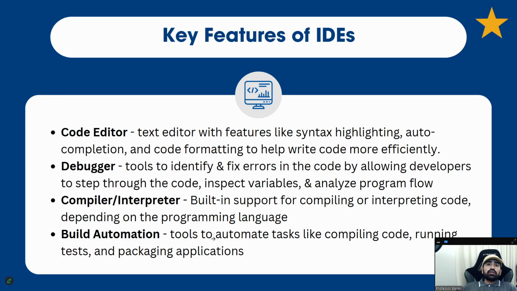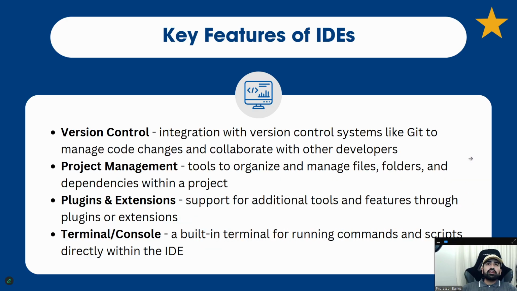And that's going to be in the build automation, so tools to automate tasks like compiling code, running tests, and packaging your application as well. Version control, most IDEs these days work with Git. So if you're writing a big piece of software, versioning is really important because you're constantly updating the software. That's built into modern IDEs. Again, project management, you're going to be able to manage your files, folders, and dependencies. Dependencies are pretty much other pieces of code that you depend on, such as the Java libraries we'll be exploring. Again, a lot of this will make more sense once we get to it.